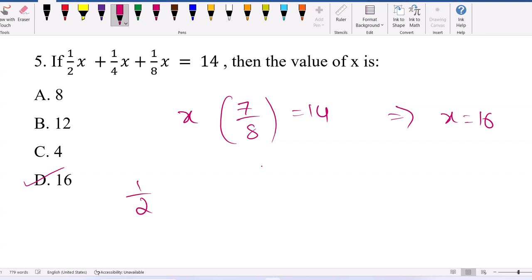1 by 2 plus 1 by 4 is 3 by 4. 3 by 4 can be written as 6 by 8. 6 by 8 plus 1 by 8 is 7 by 8. 3 by 4, I know it's already divided by 8. The other one I'm modifying as divide by 8, denominator as 8, right? So 16 is your answer.